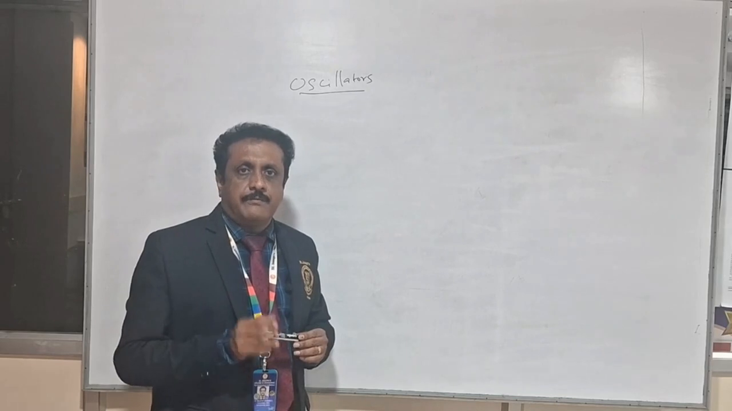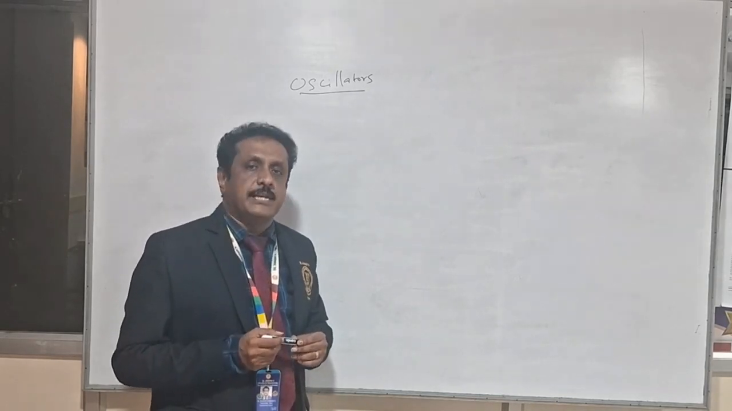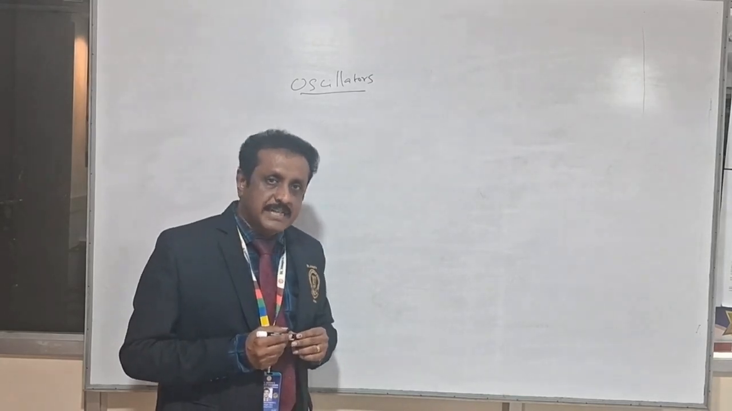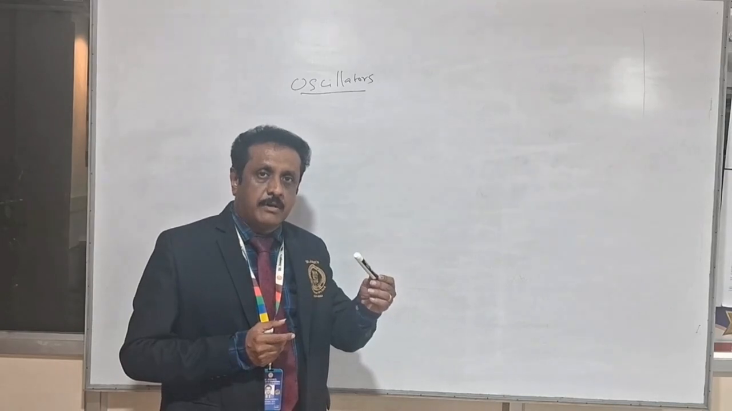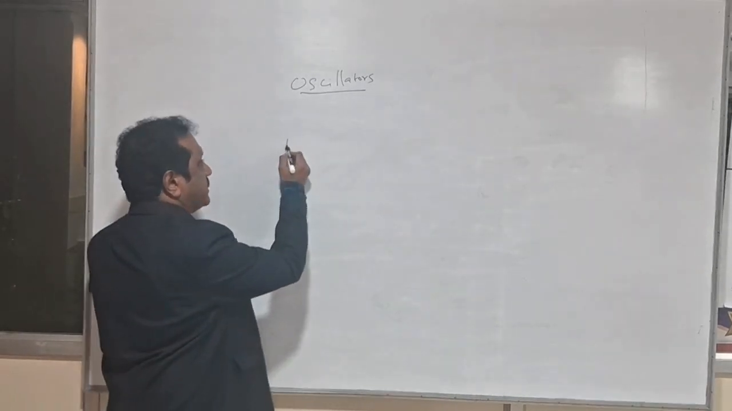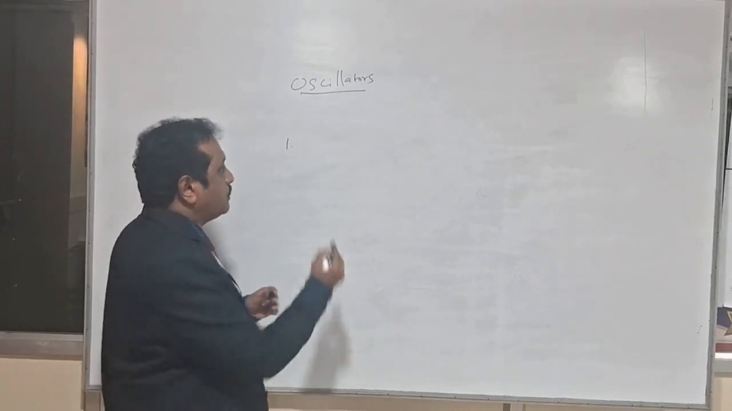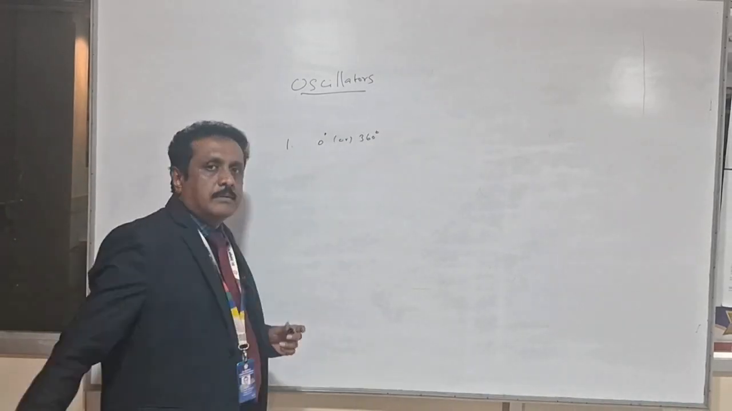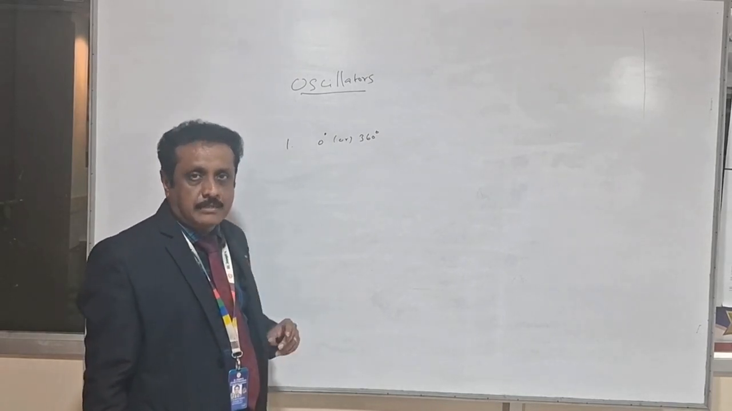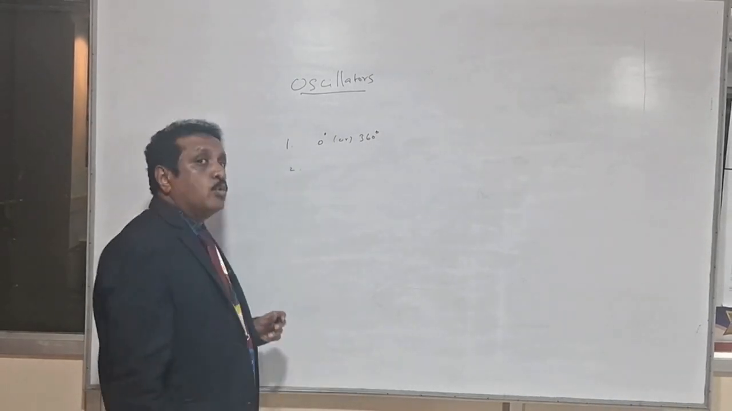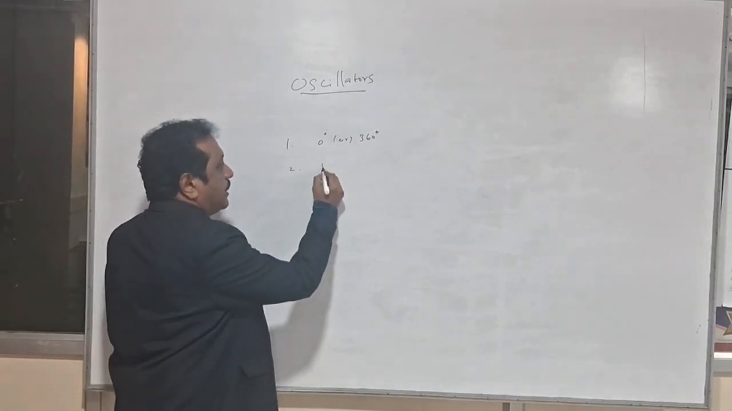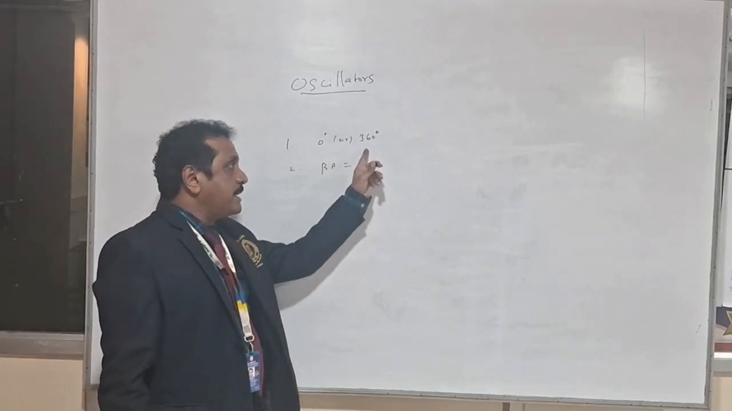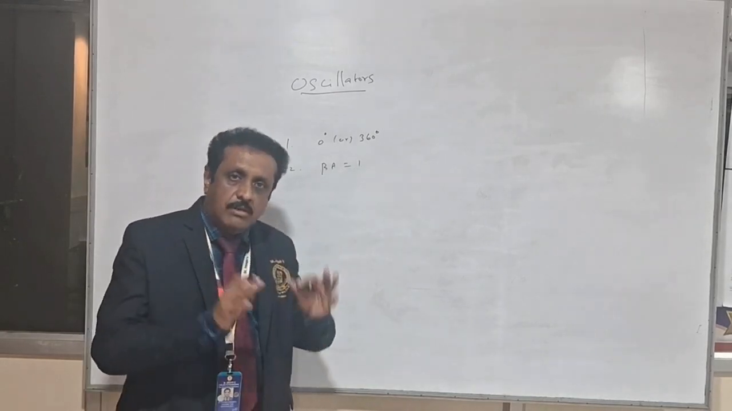If any circuit acts as an oscillator, it should satisfy a minimum of two conditions. Those conditions are known as Barkhausen's criterion. The first condition is that the total phase shift around the loop is 0 degree or 360 degree. That is the first condition of an oscillator. And the second one, the loop gain of an oscillator, beta A, should be 1, unity. So a circuit which satisfies these two conditions, only then does it act as an oscillator.